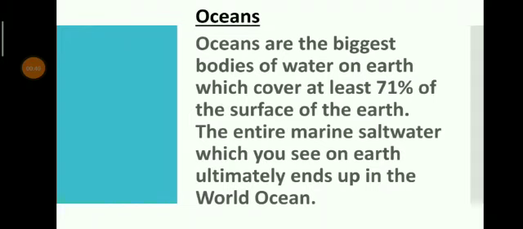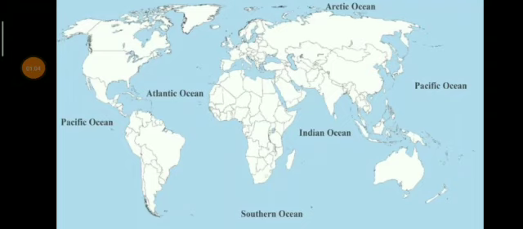Oceans are the biggest bodies of water on earth, and they cover at least 71% of the surface of the earth. The entire marine salt water which you see on earth ultimately ends up in the world ocean. Students, there are five oceans: the Pacific Ocean, Atlantic Ocean, Indian Ocean, Antarctic Ocean, and Arctic Ocean. Students, Antarctic Ocean is also known as Southern Ocean. My dear students, the Pacific Ocean is the largest ocean in the world, and the Arctic Ocean is the smallest.